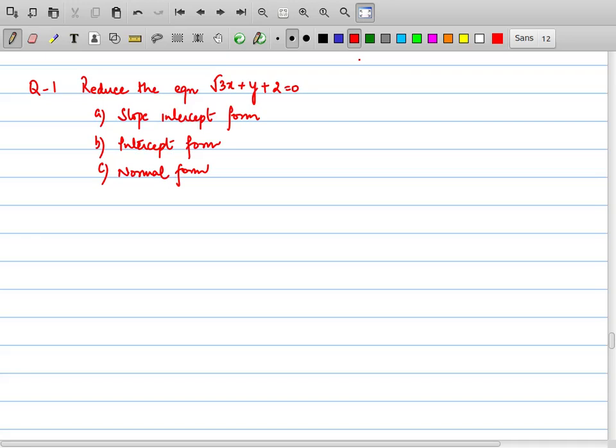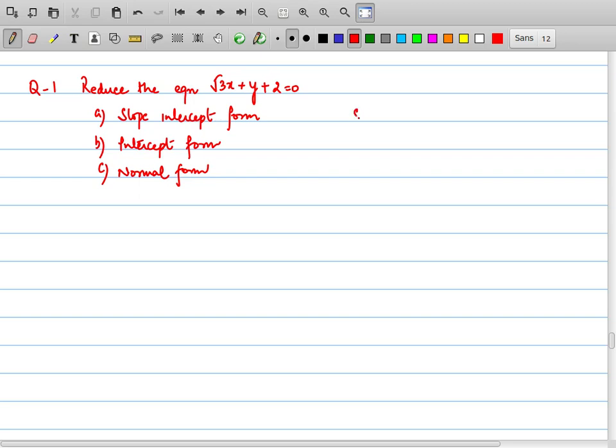Now we will discuss a few questions on those transformations. Suppose we are given this equation root 3x plus y plus 2 is equal to 0, and we want to convert this equation into our standard forms of slope-intercept form and the normal form. Basically, we can find out the values of slope and intercept without using these methods.